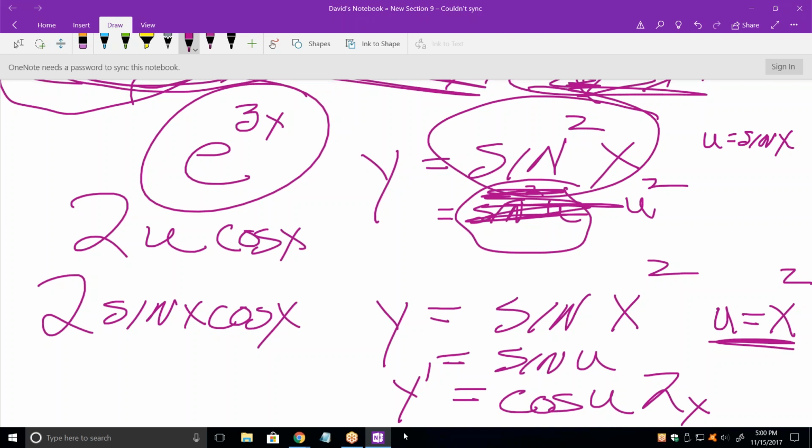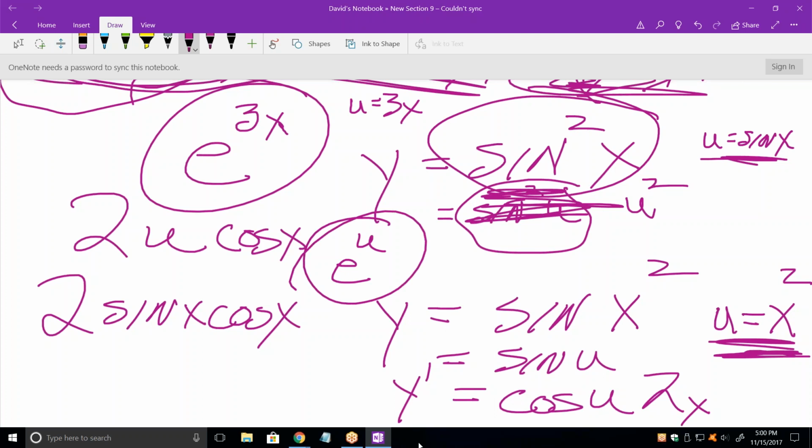When you make your inside, it's always going to contain the variable, for one thing, because the inside has to be a function of x. That's a function of x, that's a function of x. So the inside here would be 3x. U equals 3x, because then what you're doing is differentiating e to the u. Well, I know what the derivative of that is. It's e to the u.